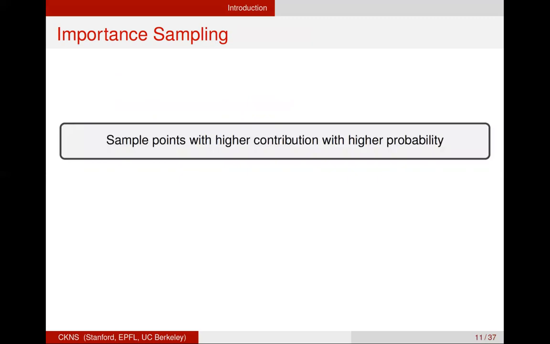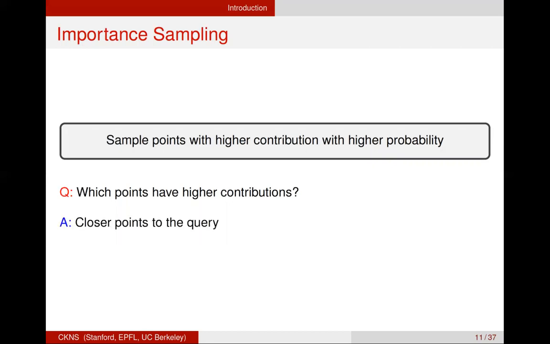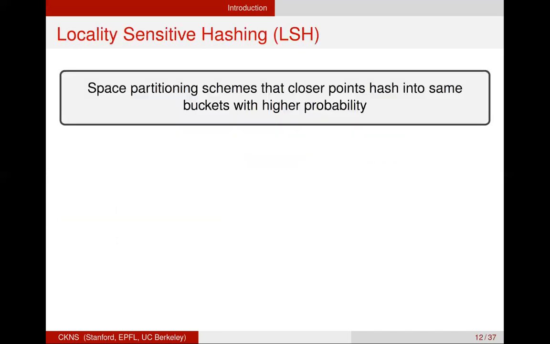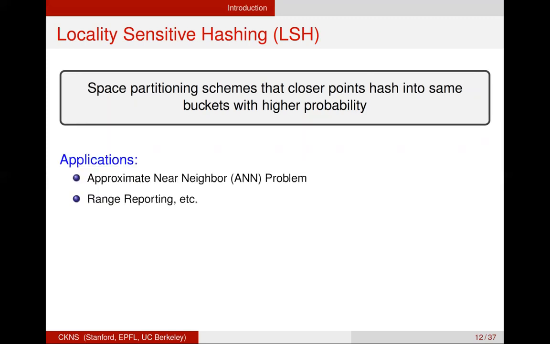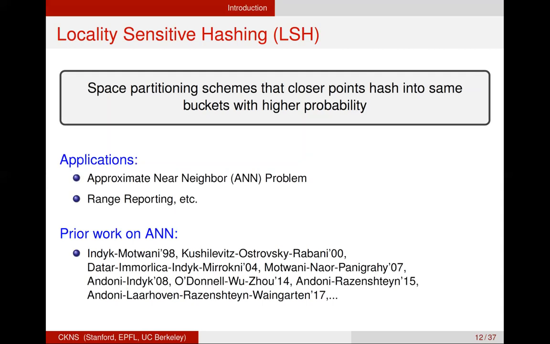In importance sampling, we are sampling points with higher contribution with higher probability. In our problem, which points have higher contributions? Of course, the points that are closer to the query, since the kernel is a decreasing function of the distance. Now we need a primitive that samples points that are closer to our query with higher probability. This leads us to locality sensitive hashing. These are space partitioning schemes where closer points hash into the same bucket with higher probability compared to far points. This has applications in the approximate near-neighbor search problem, range reporting, and so on, and has received a lot of attention in the area in recent years.